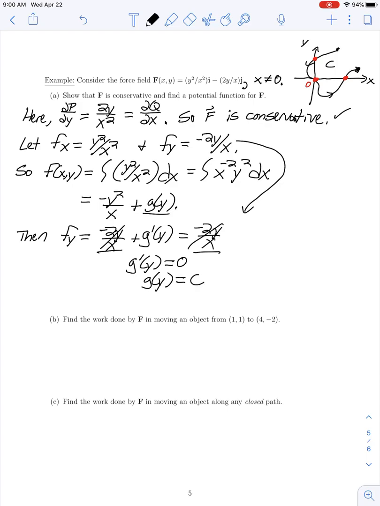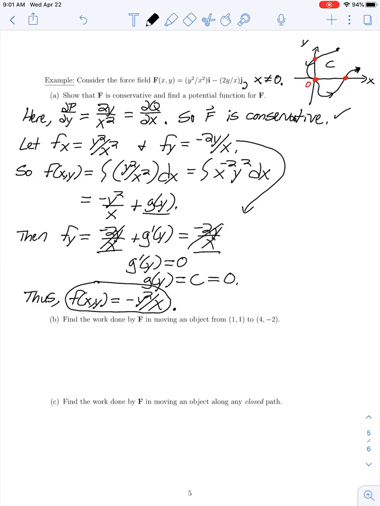equal to some constant. And if we don't have any restrictions on what must be satisfied by our potential function, we can choose this constant to be any arbitrary constant. So let's take the easiest choice of 0. Therefore, we find that our potential function f of x and y would be equal to negative y squared over x plus any constant. Now, if we choose our constant as 0, we have our potential function is negative y squared over x.